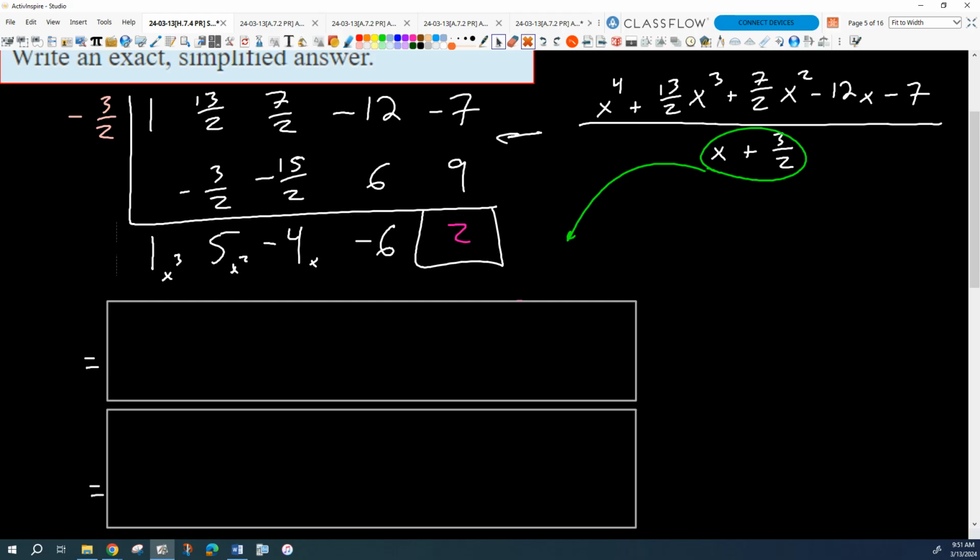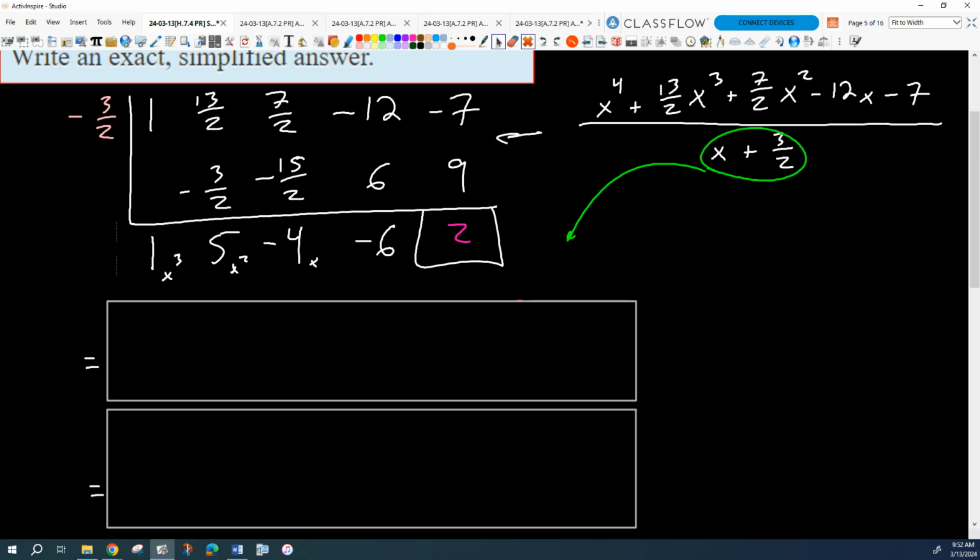Okay, does that make sense? So then we get negative 15/2. If I add those up, I get negative 8/2, which is negative 4, right? Negative 4 times negative 3/2 is positive 6, isn't it? Positive 12/2. Negative 12 plus 6 is negative 6. Negative 6 times negative 3/2 is positive 9. And look, I end up getting a remainder of 2.